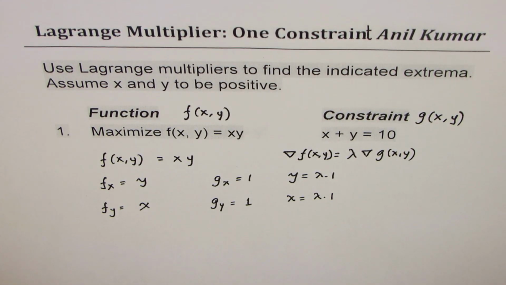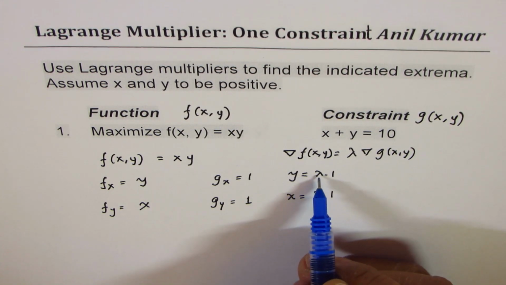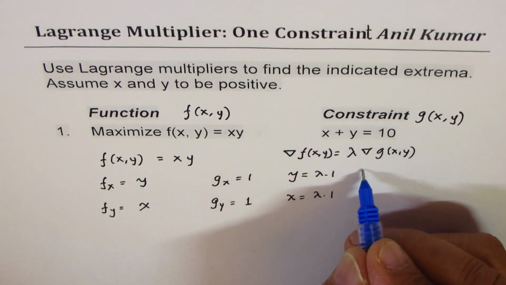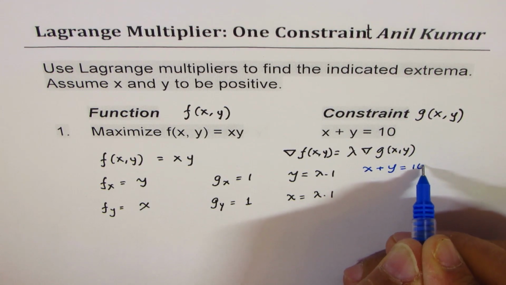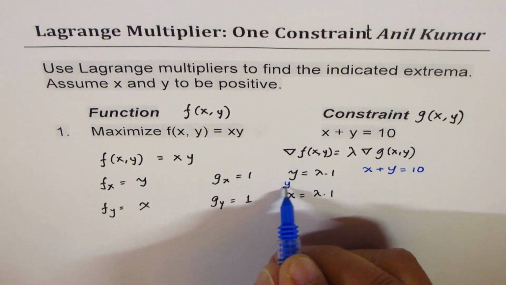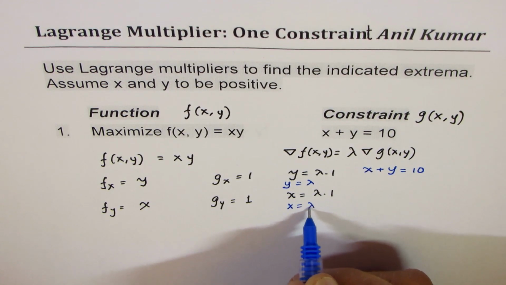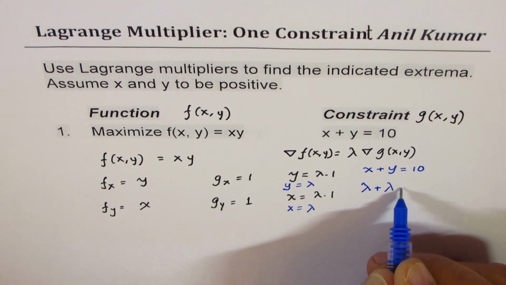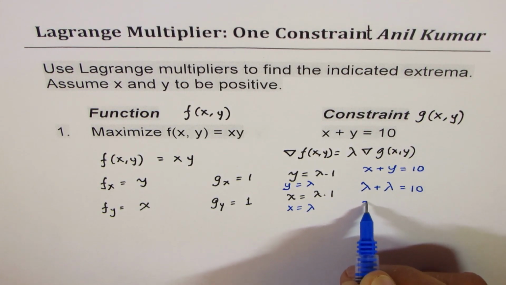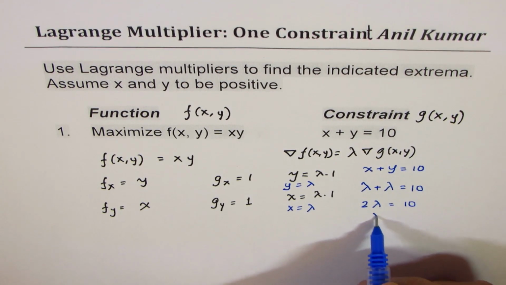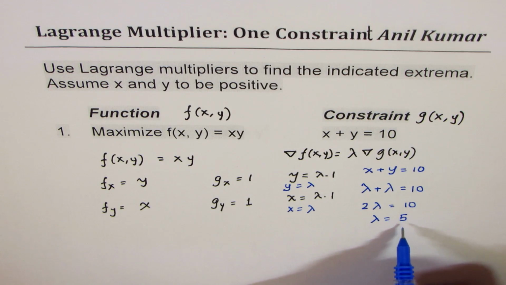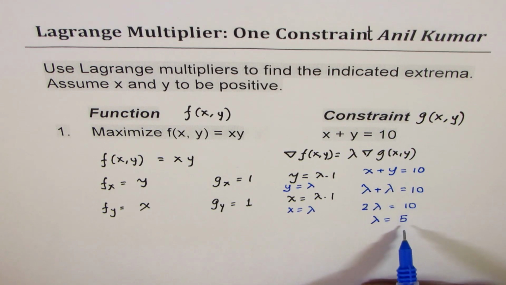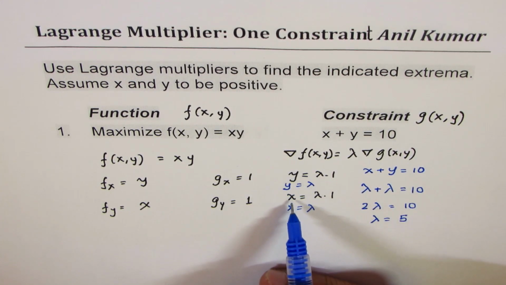Now these two equations say the value of y is lambda, the value of x is also lambda, and we will substitute in the constraint itself. The constraint is x plus y equals 10. Now if I substitute, y equals lambda and x is also equal to lambda, correct? So I get lambda plus lambda equals 10, or 2 lambda equals 10, and that gives you lambda as 10 divided by 2, which is 5. So we got the value of lambda. Since we know the value of lambda, we can find both x and y.